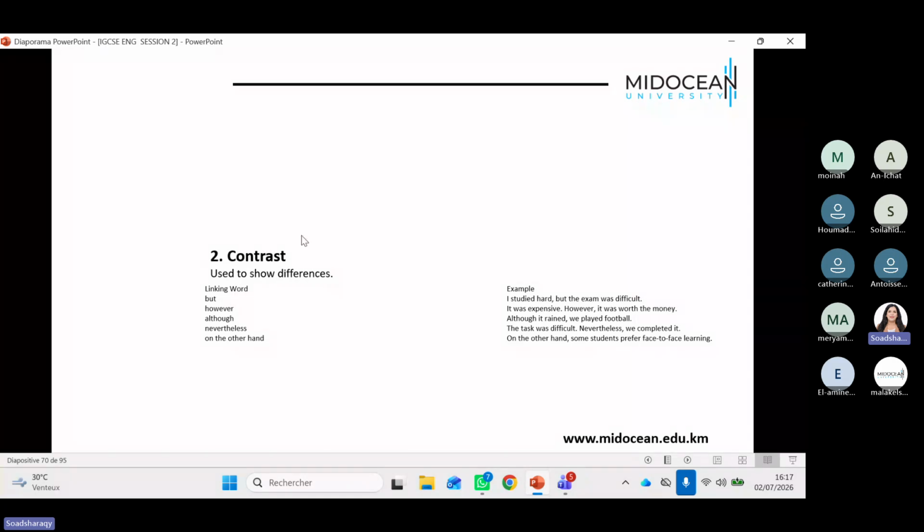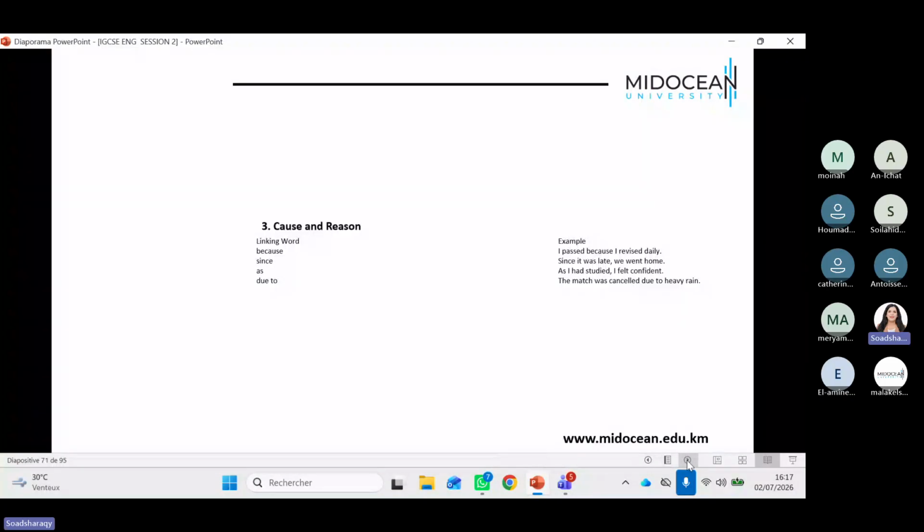So these are linking words that show contrast or differences. Number 3, linking words that show cause and reason, like because. For example, I passed because I revised daily. Since it was late, we went home. As I had studied, I felt confident, and due to, for example, the match was cancelled due to heavy rain.